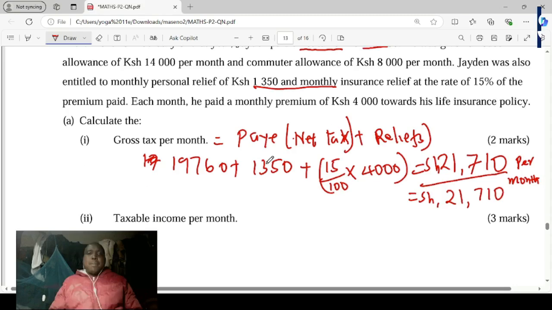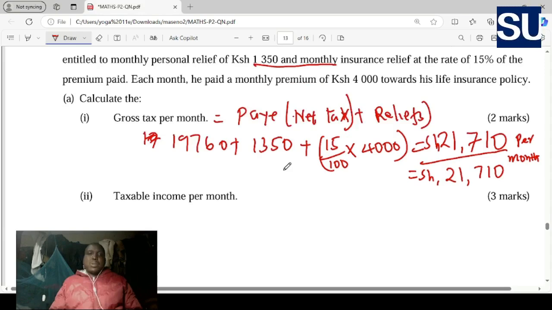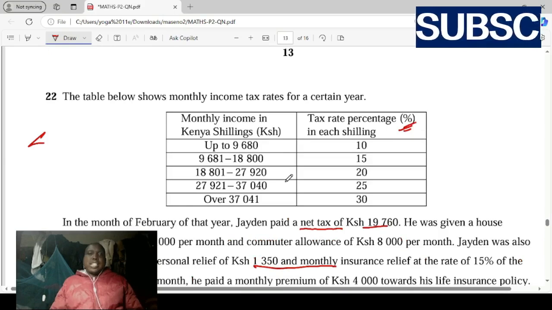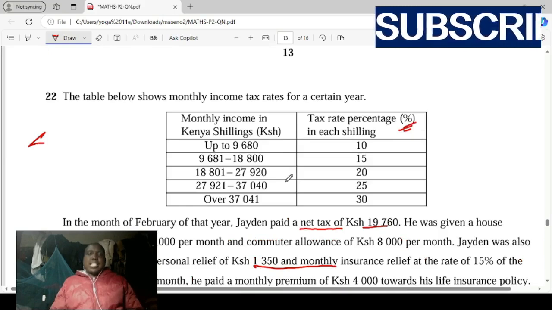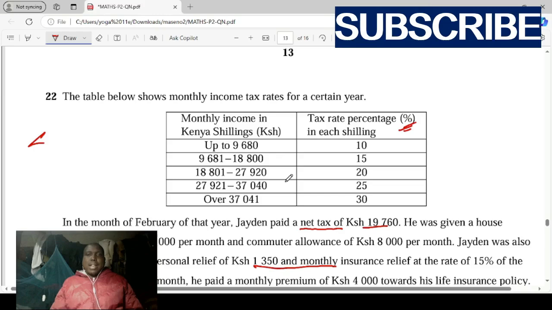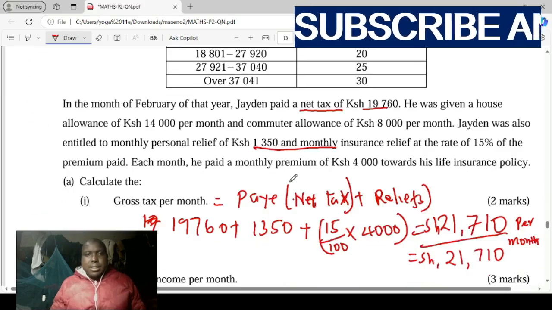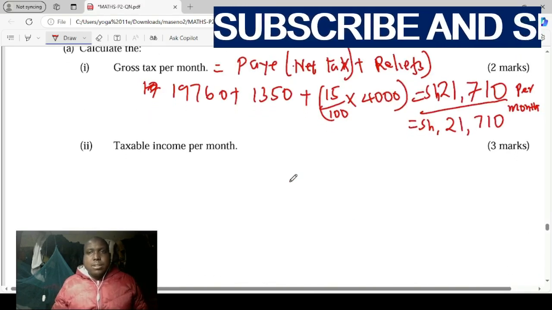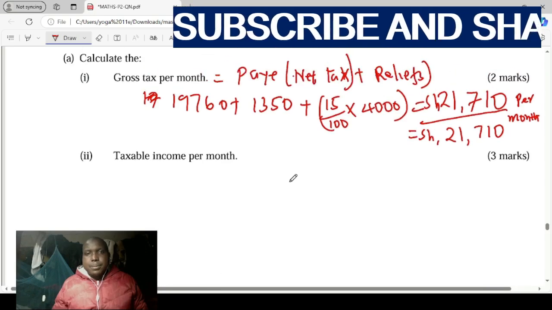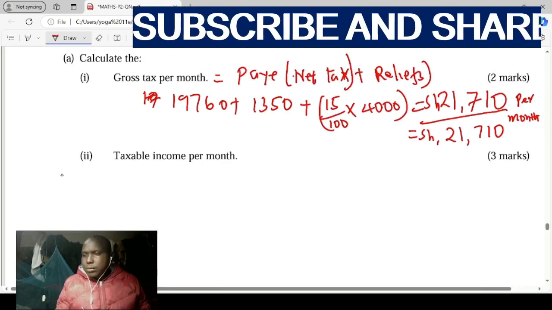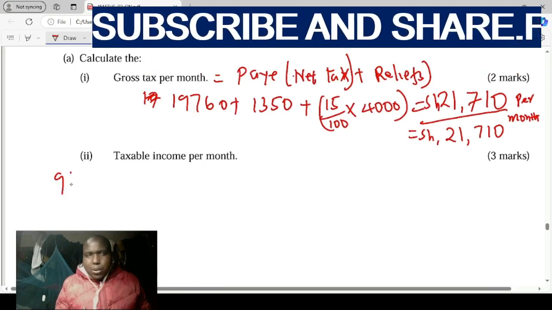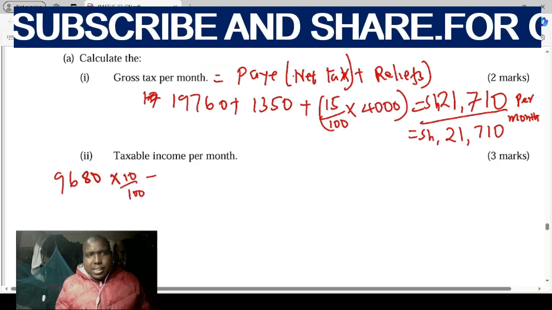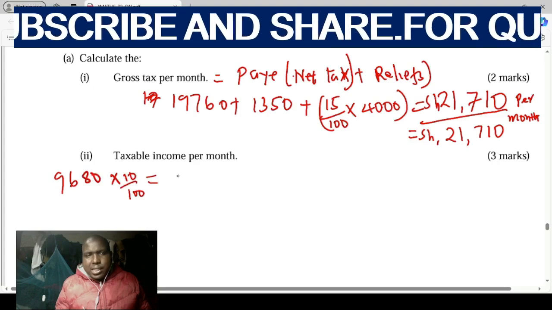Taxable income per month. Now, to calculate the taxable income, we are going to use our table. The first slab is up to 9,680, so we start there: 9,680 times 10 over 100, and this one will be 968.